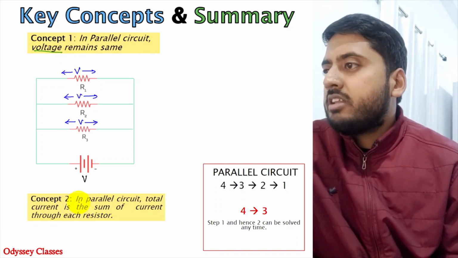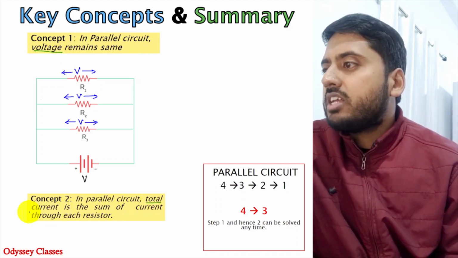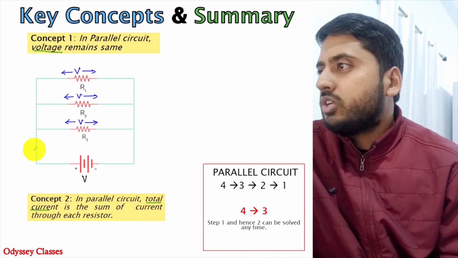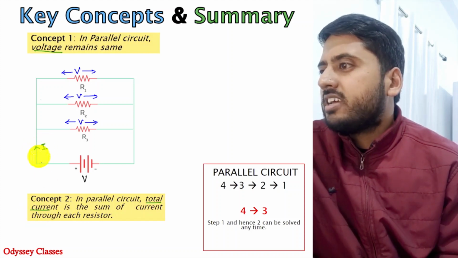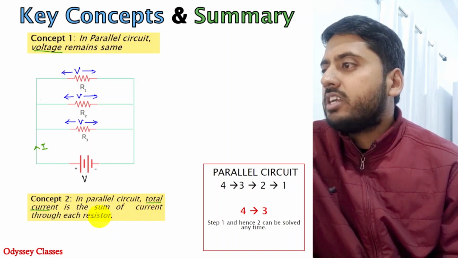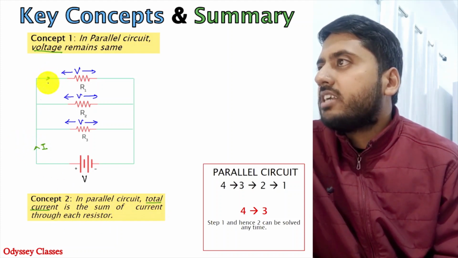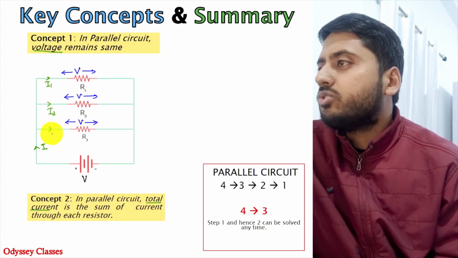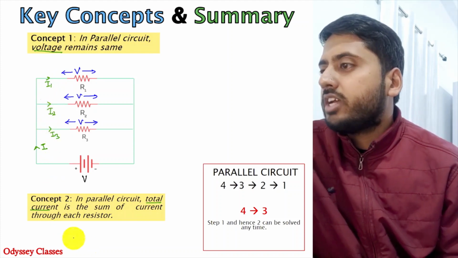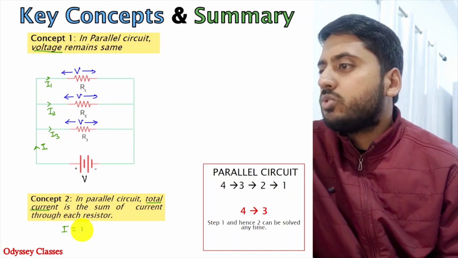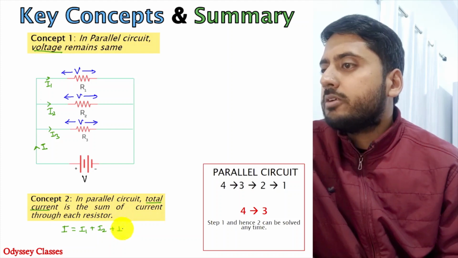So it says in a parallel circuit, total current, that is this one, is the sum of current through each resistor. So this will be the sum of current, that is I1 plus I2 plus I3. This is the concept. We can write this as total current I is equal to I1 plus I2 plus I3.